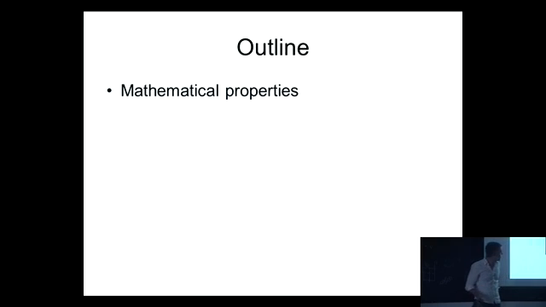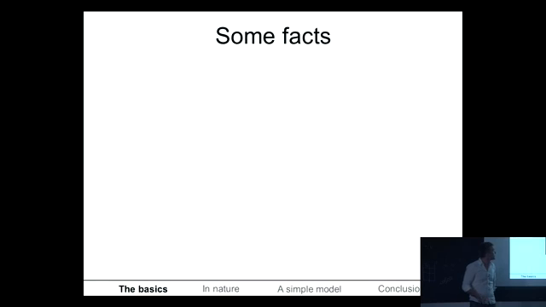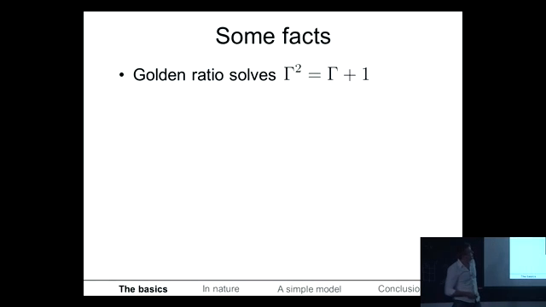So I'm going to start off by going over some of the mathematical properties that make the golden ratio interesting. And then I'm going to introduce some systems in nature where it's exhibited, namely sunflowers and some lab models of sunflowers that are a little bit simplified. And then I'm going to explain the pretty simple mechanism that can generate the golden ratio as it's exhibited in sunflowers.